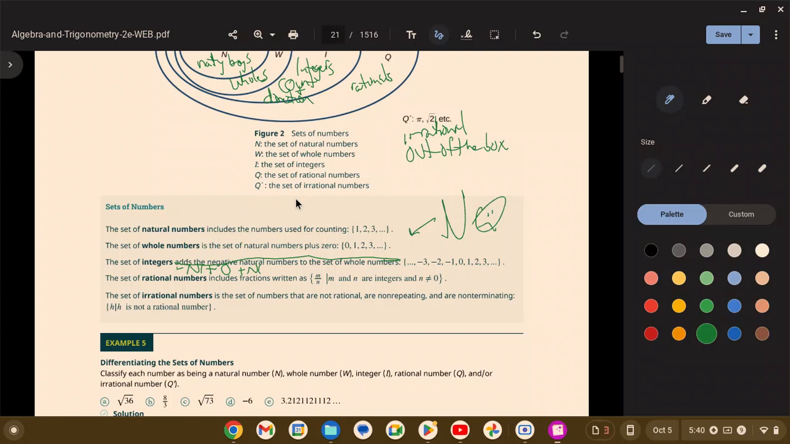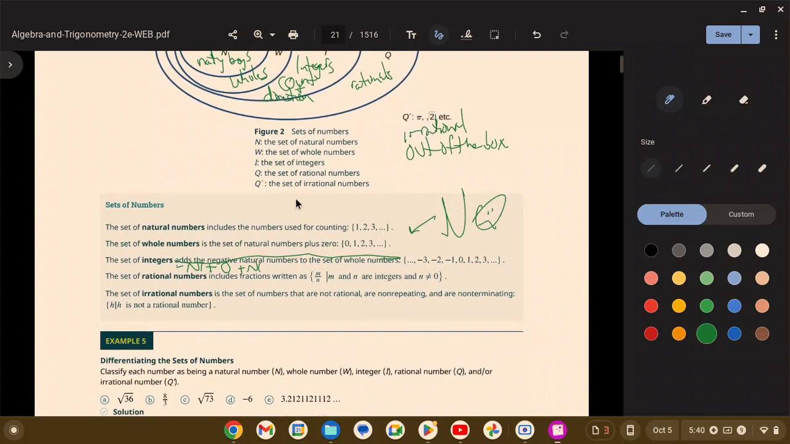Okay. The rational numbers includes fractions written as m divided by n, such that m and n are integers, and n does not equal 0. The set of irrational numbers is the set of numbers that are not rational, that are non-repeating and non-terminating. Example 5. Differentiating the sets of numbers. Classify each number as being a natural number, whole number, integer, rational number, and or irrational number.